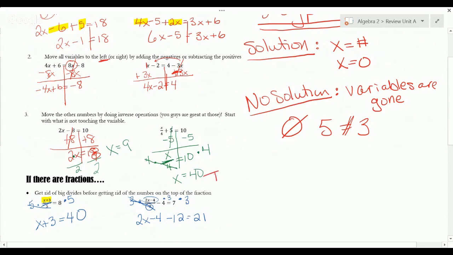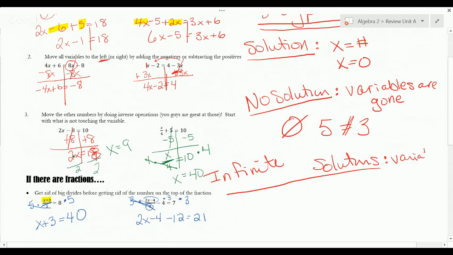The last type you have is infinite solutions. Sorry, it's messy. I'm having a hard time learning this software. And that's the same idea. Variables are gone, but this time it's true. So you get something like 5 equals 5. And 5 does equal 5, so that's an all reals, which is an all reals or infinite solution.